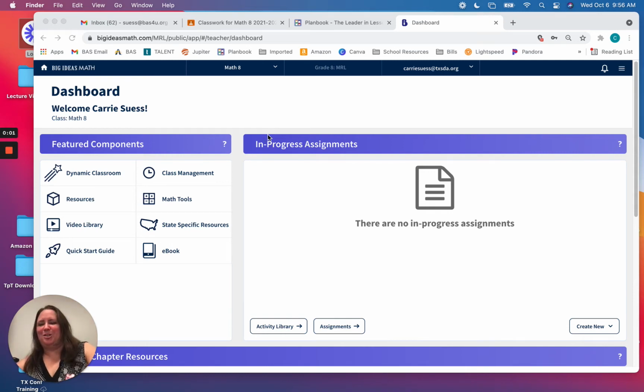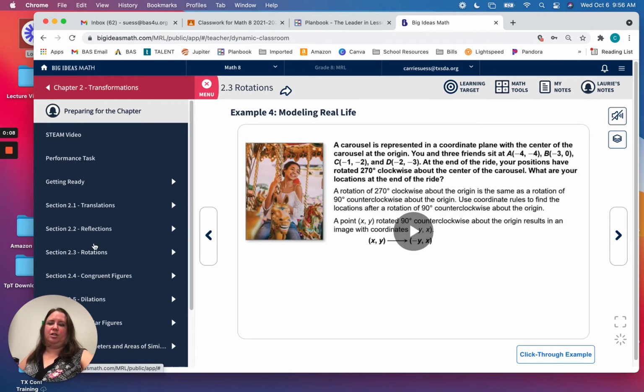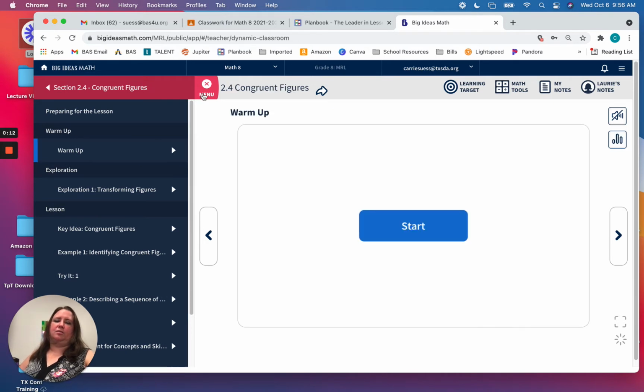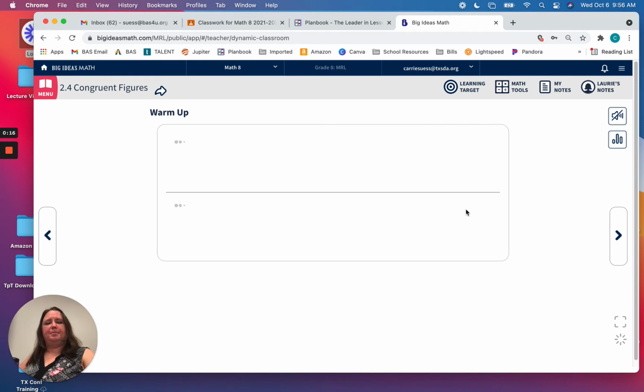8th grade, you guys are working on 2.4 warm-ups. I'm going to check right now. 2.4 warm-ups. Oh, congruent figures. This is an easy lesson. You guys will like this one. Okay. Congruent figures. All right, so your warm-ups.